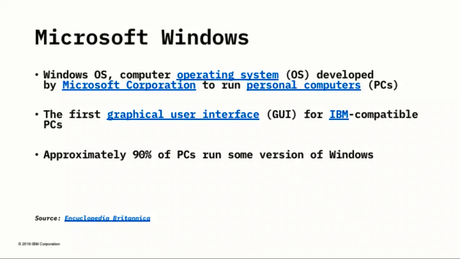So obviously Macintosh and Apple devices will run their own operating system. Windows will run on what we call IBM compatible PCs. IBM, as many of you may know, created the first personal computer in the early 80s. Approximately 90% of PCs worldwide run some version of Windows, and servers run versions of Windows as well. So it's something that many of us are very familiar with.